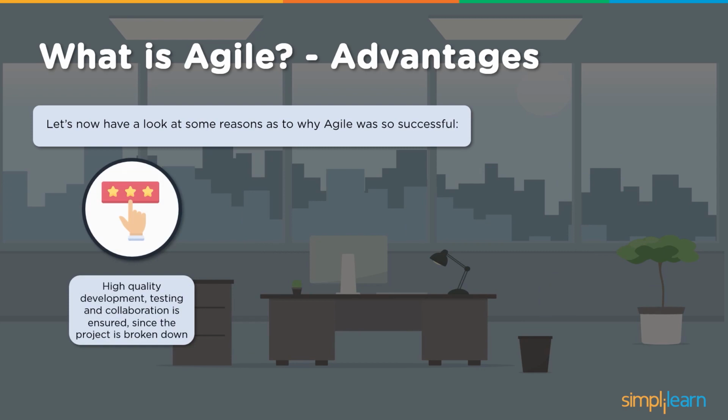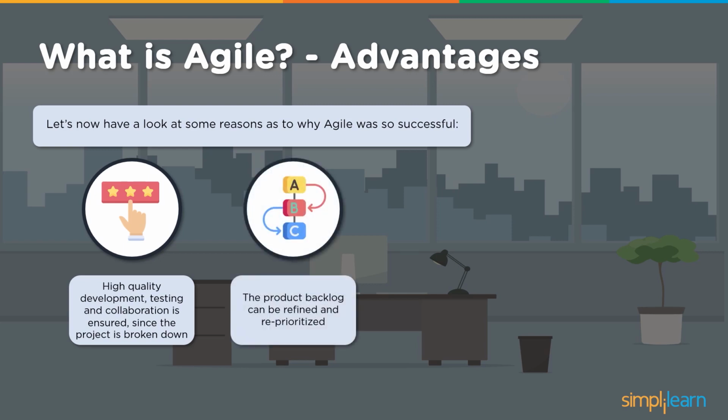Next, high quality development, testing and collaboration is ensured since the project is broken down. Each iteration, each module, each piece of software being created is tested regularly and feedback is obtained from the user as well. Active involvement of users is ensured so that they are acknowledging it. So what the customer needs is given. It is not that I discover something I did not need. I told something, and I'm getting something. That scenario is eliminated.